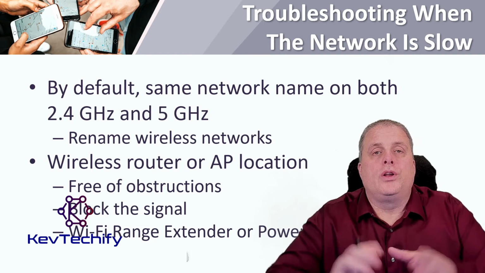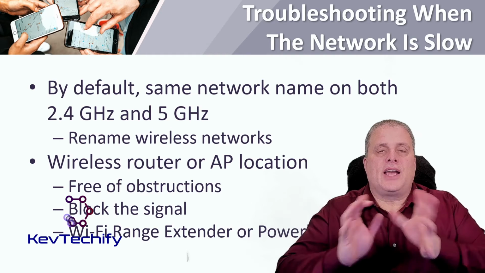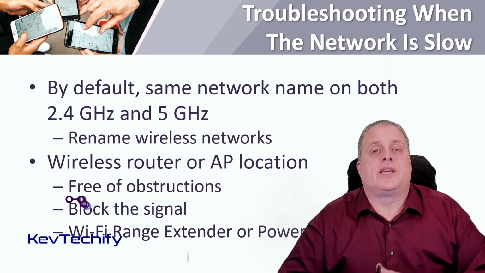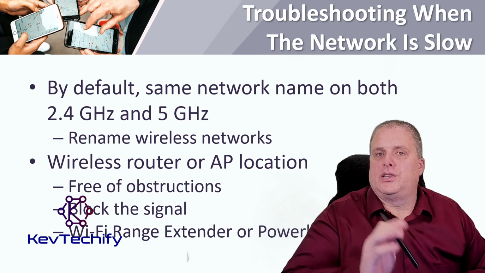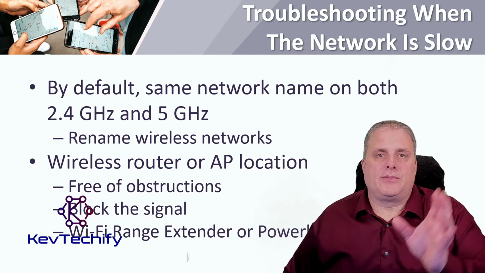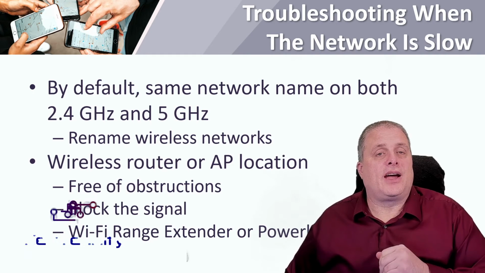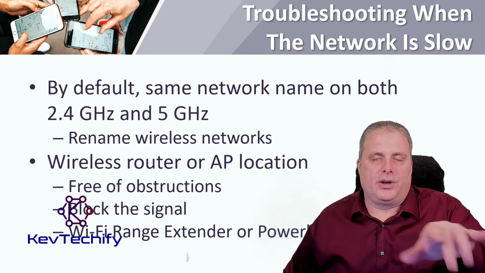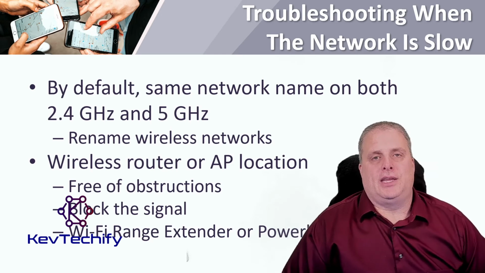My suggestion is go in and rename them. When I set up an access point that has both 2.4 gigahertz and 5 gigahertz, I go in and rename those SSIDs and somehow signify that one is the 2.4 gigahertz and the other one is the 5 gigahertz. A lot of times I put the number 24 and the number 5 at the end just to signify that. Sometimes I put 24 gigahertz because you can't put a decimal point in there, and then you put 5G at the end.